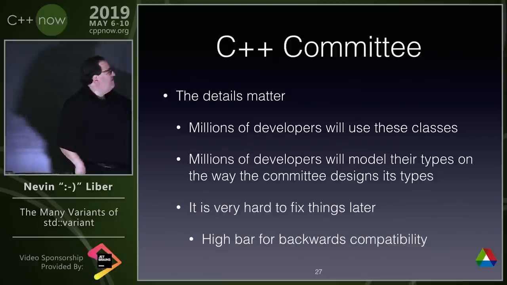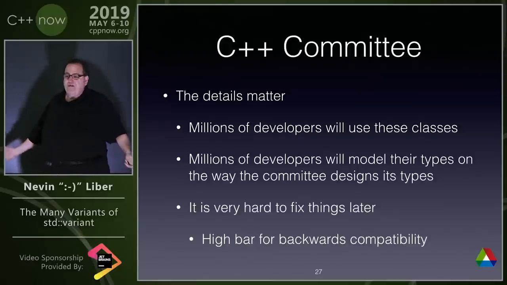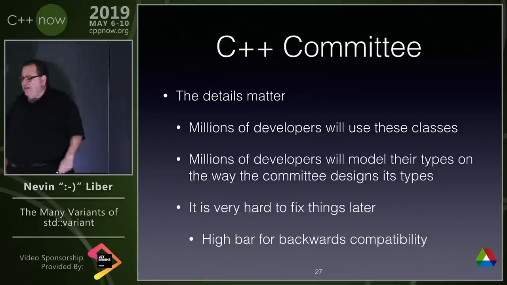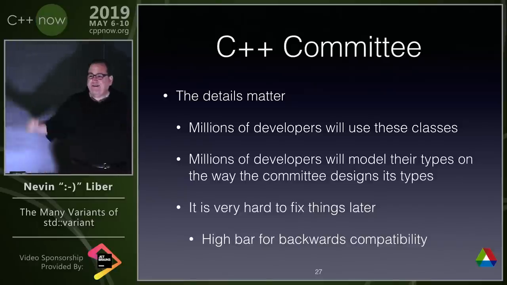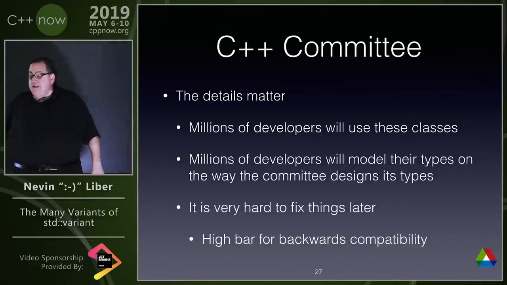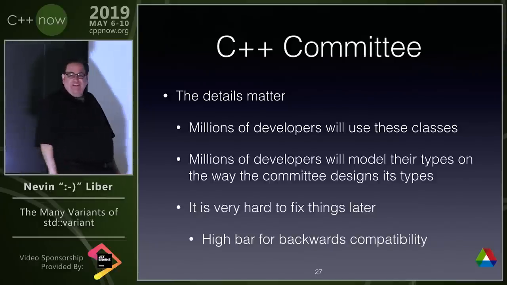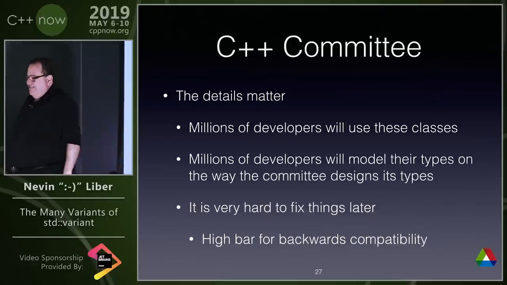And we take this seriously. We joke around a lot, but the details matter. We know that whatever we decide, millions of developers are going to use what we come up with, and they're going to use it as a model for their types. We also know it's extremely hard to fix things later. It's not impossible, but it's really hard. And it should be, because that's kind of a double-edged sword of why C++ is successful: old code still just works.